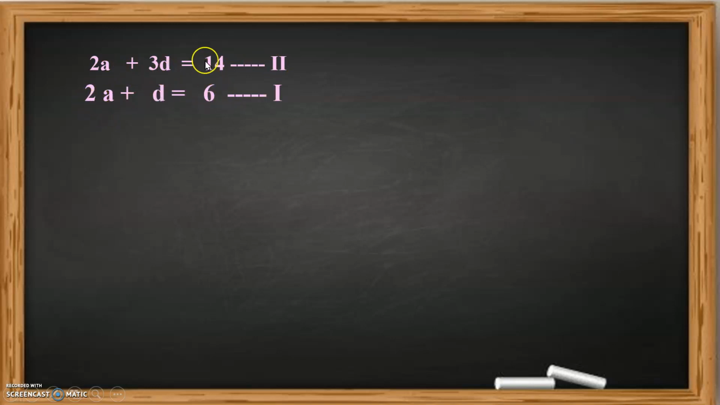2a plus d equal to 6. These are our two equations. Now again, the a has the same coefficients, so I need to subtract them.